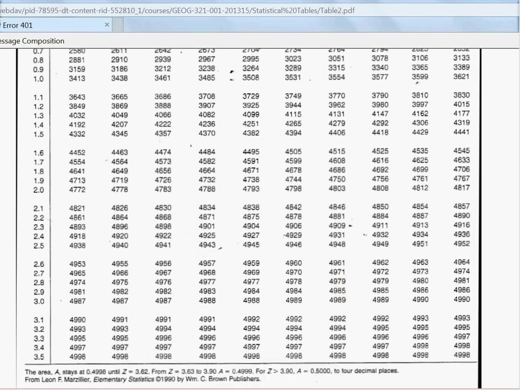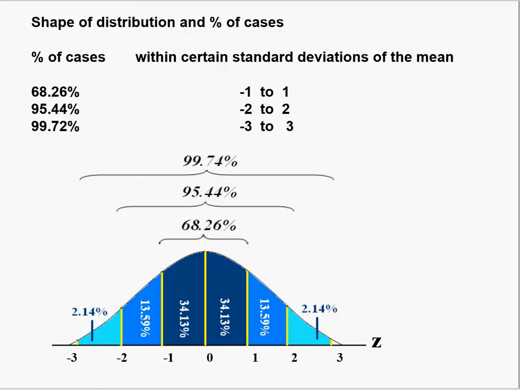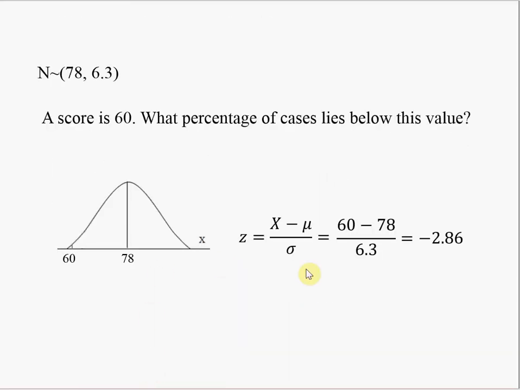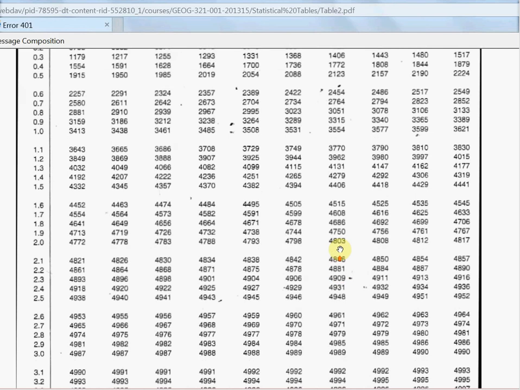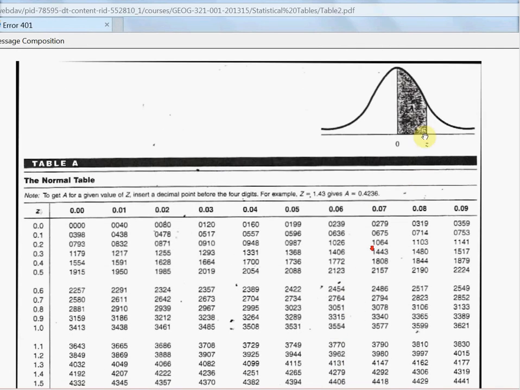Okay, let's come back. 49.79, 49.79. So we see the percentage that corresponds to 2.86 is 49.79. So if that corner is 49.79, that's impossible. The way the table is made here, it shows the percentage between the mean up to a certain z-score.